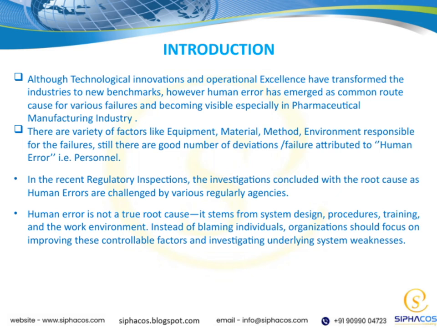So when we talk about human error, we need to recognize that it's not truly the root cause. It typically originates from system design flaws, inadequate procedures, insufficient training, or an environment that doesn't support safe and compliant work. Rather than blaming personnel, organizations should focus on improving these controllable factors. By investigating and addressing underlying system weaknesses, we can reduce errors and enhance overall process reliability. This approach aligns with our broader goal of fostering a culture of continuous improvement and systemic safety.